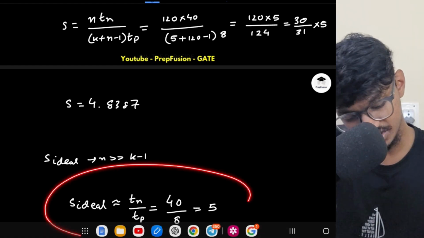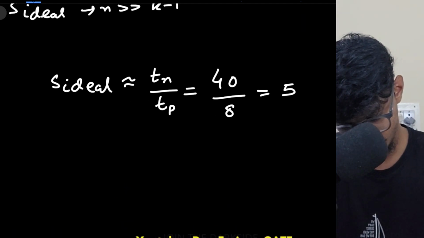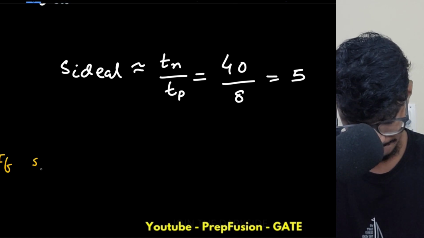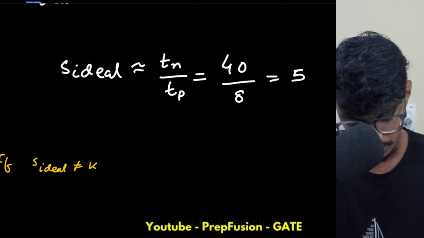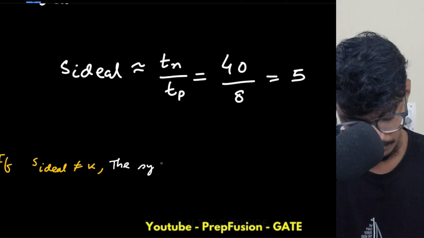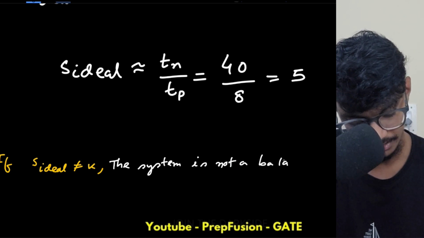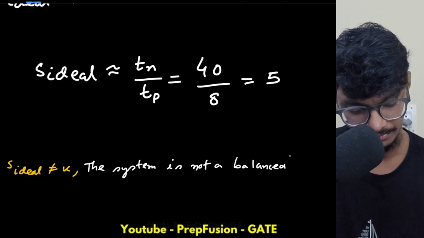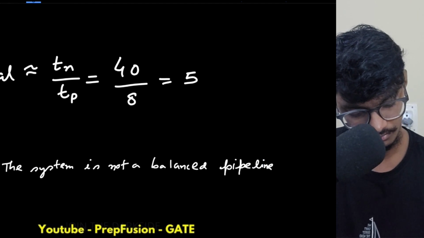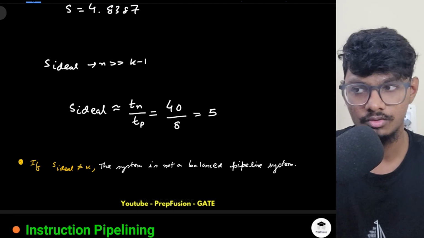But if S ideal is not equal to k, that is the number of stages or segments, then I can confidently say that the system is not a balanced pipeline system.